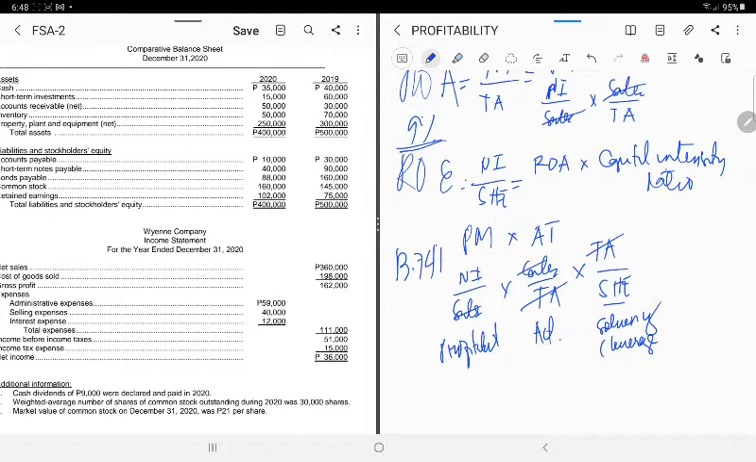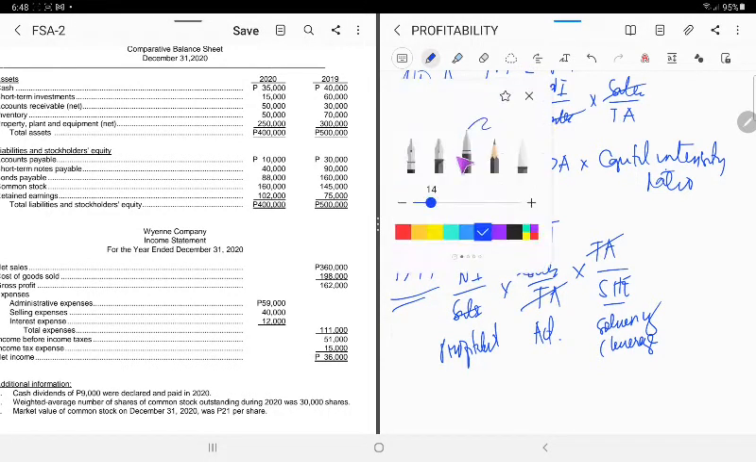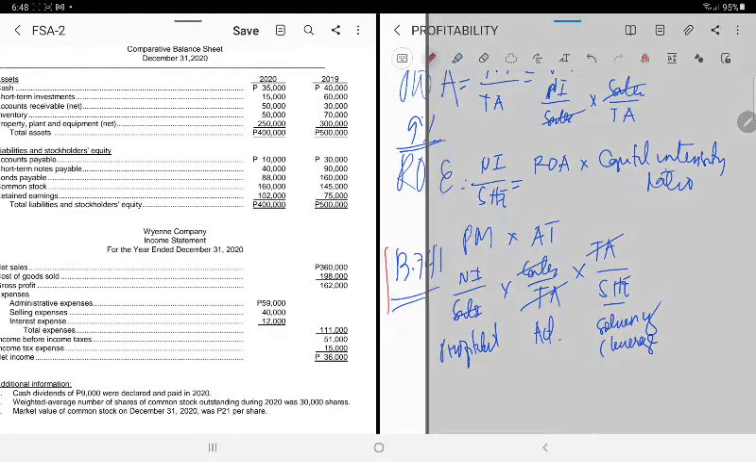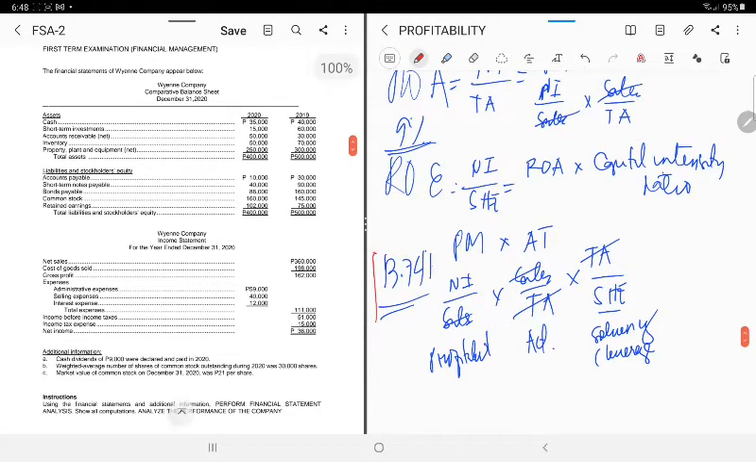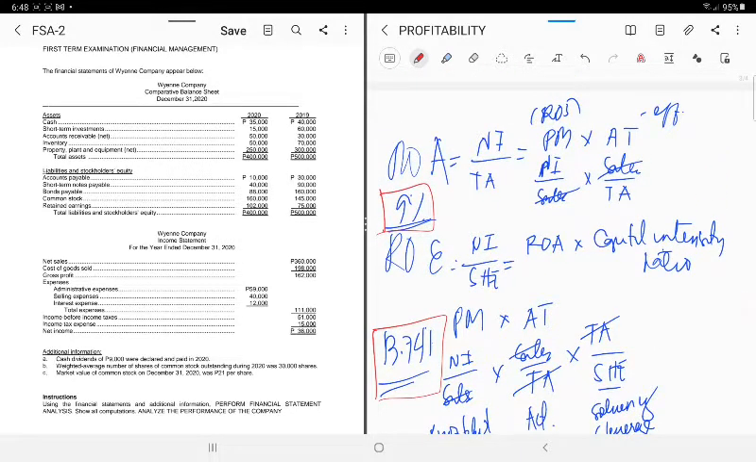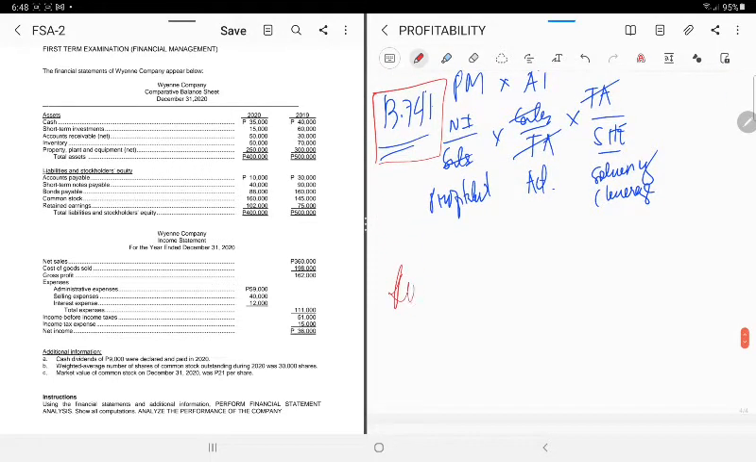Pag ginamit nyo yung DuPont, you'll be able to know kung ano yung mas nag-contribute. O, tingnan natin. Ano ang profit margin natin? 36 divided by 360 plus asset turnover. That would be 360 divided by 400 plus 500. Diba? Complete nyo class.